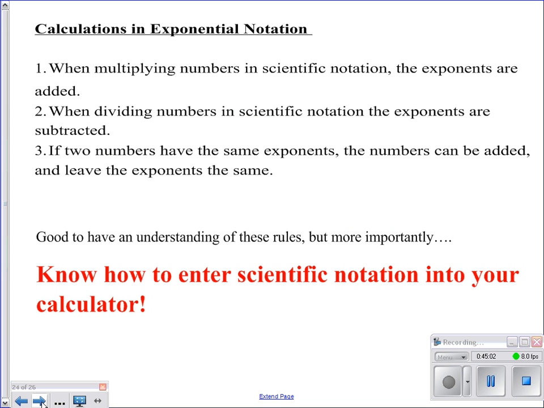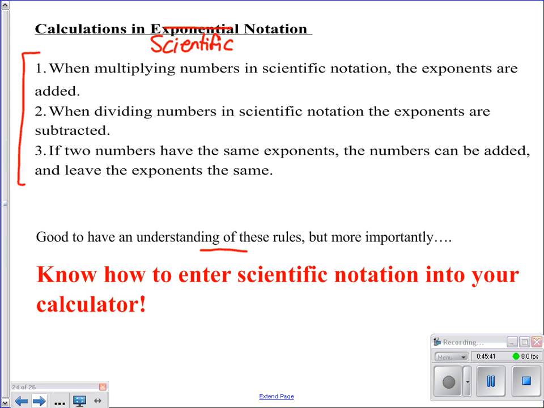All right, now we get to our calculations when using scientific notation. And I meant to change all of these to say scientific notation, but you guys probably caught that. Same thing. All right, here's what we're going to do. We know that when you multiply numbers in scientific notation, you add those exponents. When you divide, you subtract them. If they have the same exponents, the numbers can be added, you leave the exponents the same, etc. You know these rules. You guys have been in some pretty fancy math classes, so I know you know that stuff. And it's great to have an understanding of those rules.